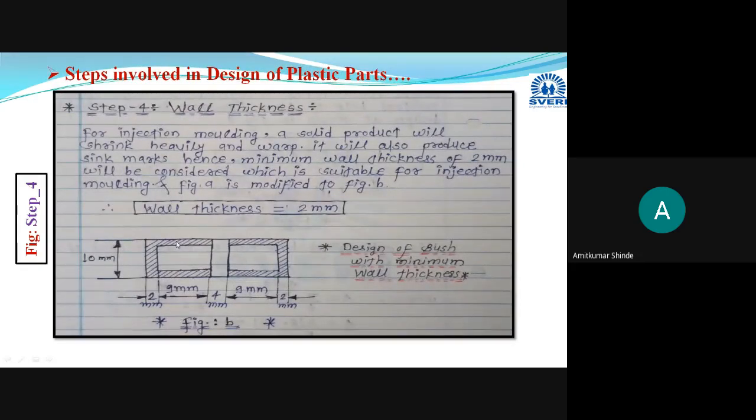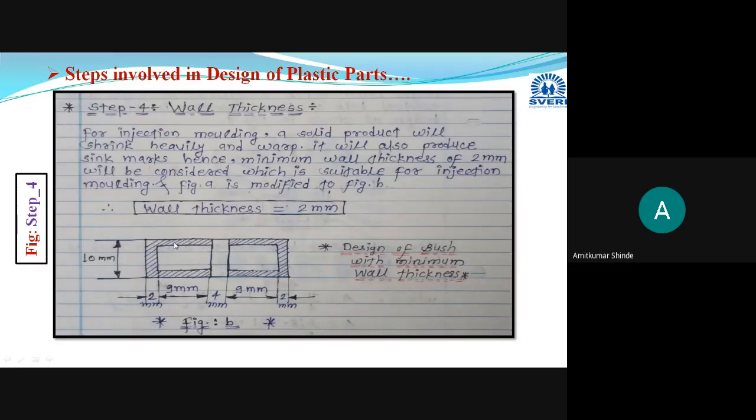Instead of manufacturing the heavy section, minimum wall thickness is provided to reduce the shrinkage, then warpage, or to avoid the sink marks. Generally for injection molding, 2 millimeter wall thickness is provided. So this is our modified design. While providing the wall thickness, you have to take care that it should be minimum and it should be uniform throughout. That's why throughout we have provided 2 millimeter.